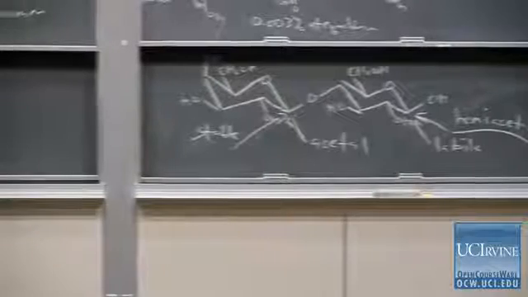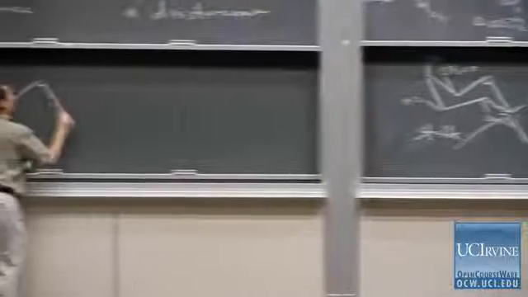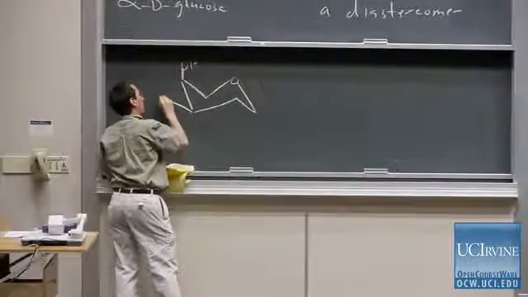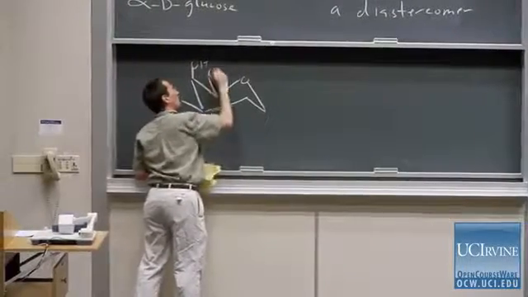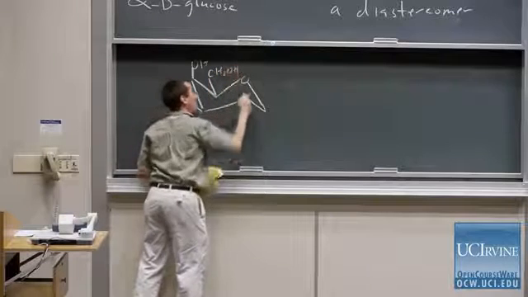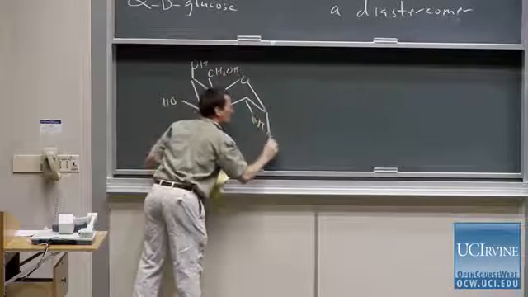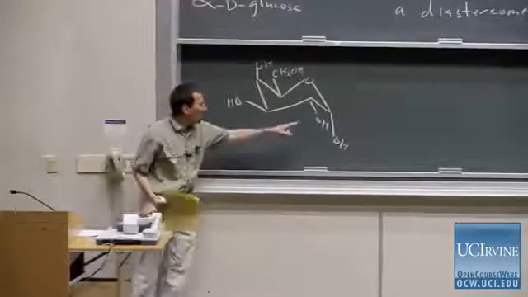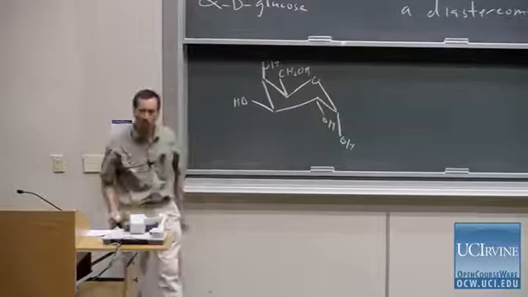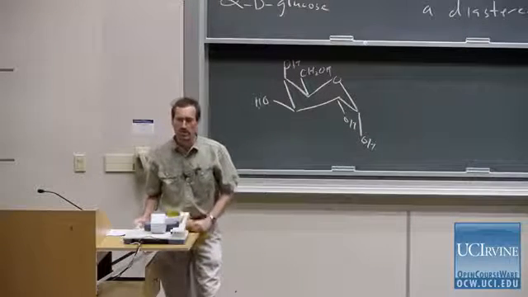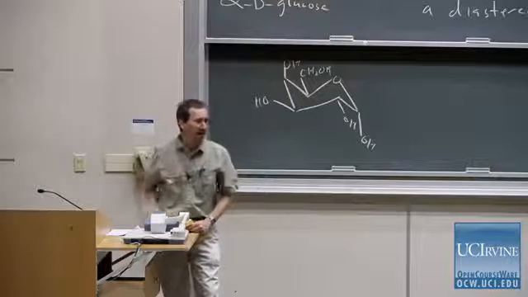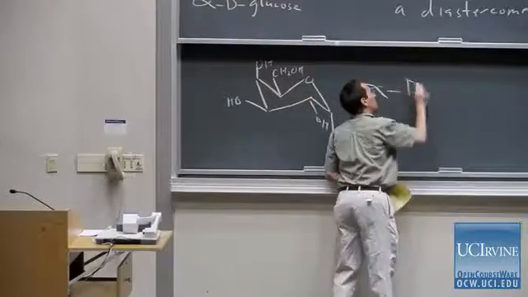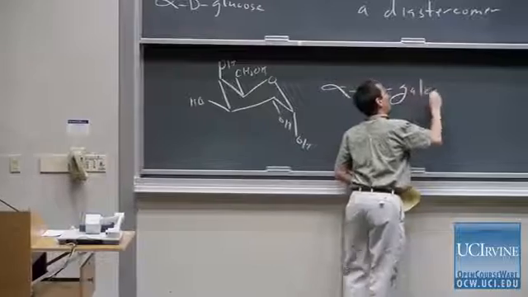And I want somebody to answer for me here. So we saw that I drew the beta compound. What do we call this form of galactose? Alpha. So this is alpha D-galactose.